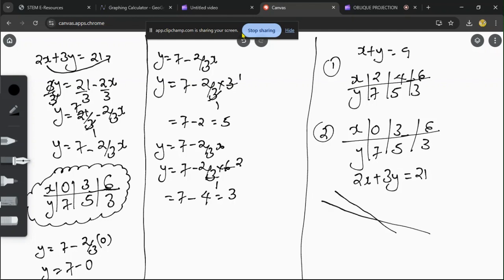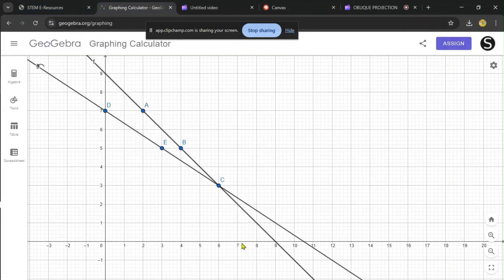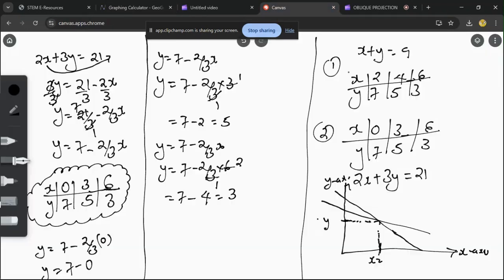So you read what is the value of x here, and what is the value of y. In your graph, it is like that. This one is the x-axis, and this one is the y-axis. So you read what is the answer here. This one will give you the value of y. The value of x from our graph, let's go back to our graph, is 6. So here reads 6.